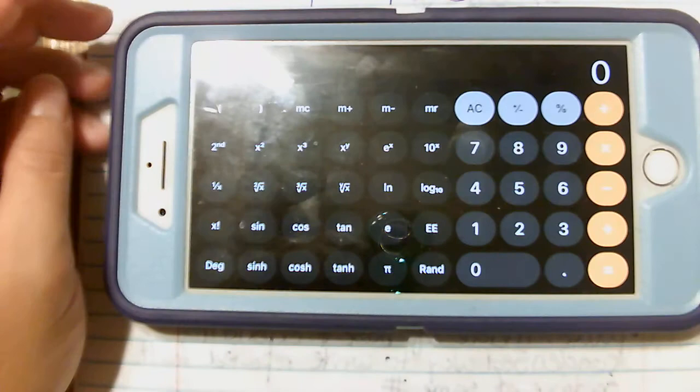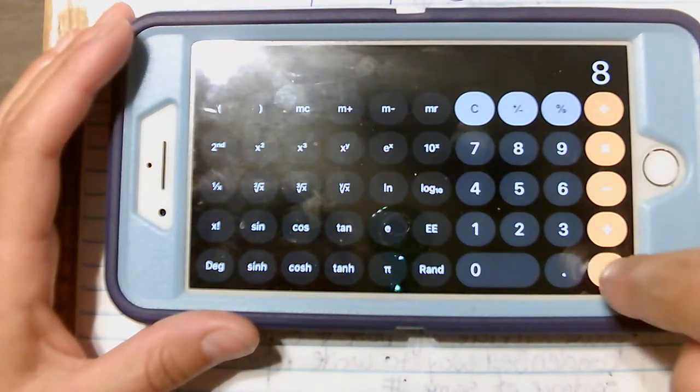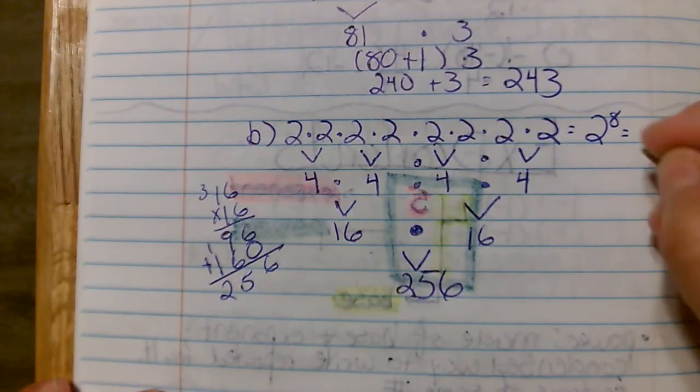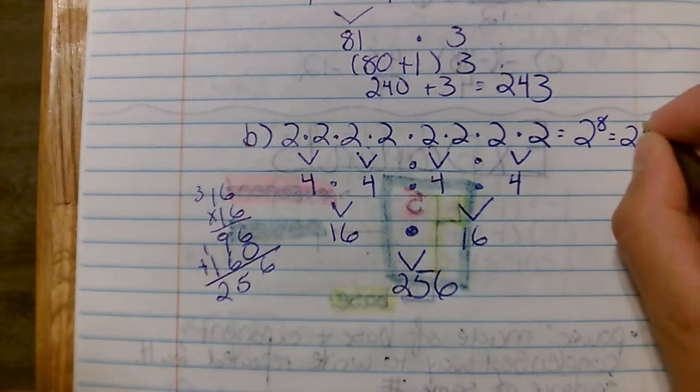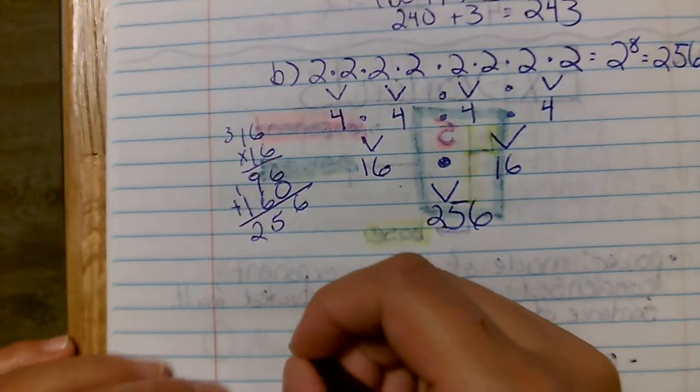So let's go ahead and see if that is correct. So I have my calculator. Let me clear that. So I have 2 raised to the 8th power, and look at that, 256. Awesome. All right, so this in standard form, 2, 5, 6. Nicely done. Let's try one more.